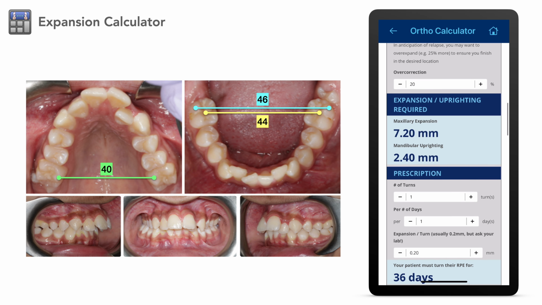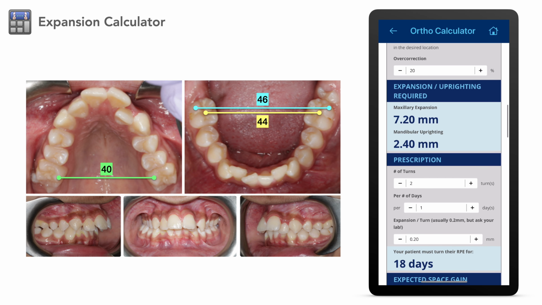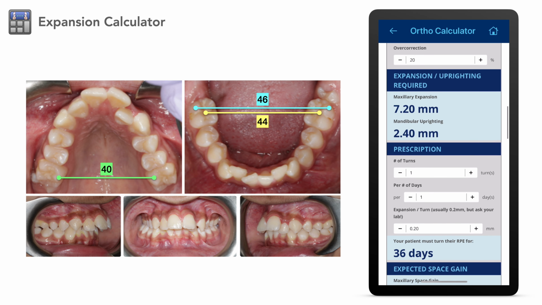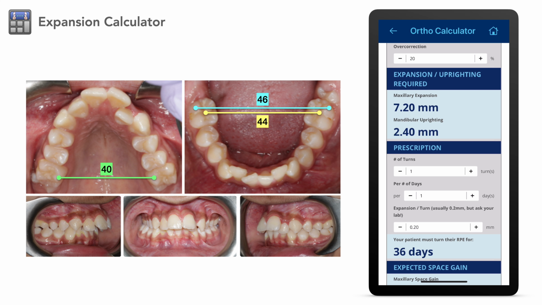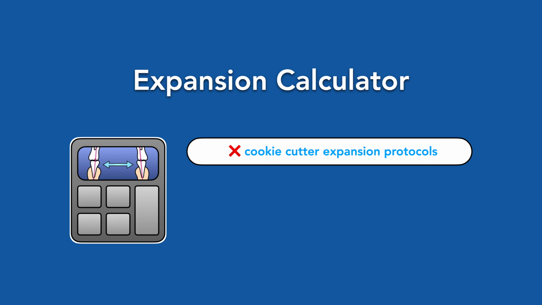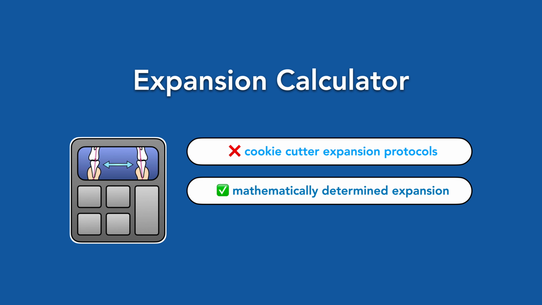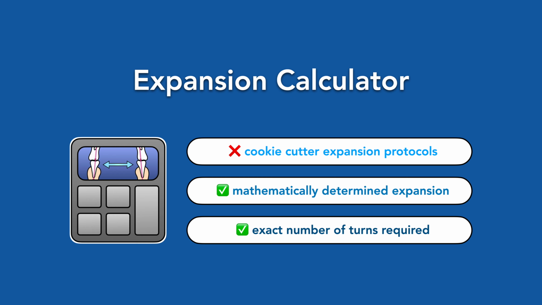Finally, we can enter the preferred number of turns per day. And now we've calculated that it'll take 36 days of turning once per day to coordinate the arches. By using the expansion calculator, you can get away from cookie-cutter expansion protocols and instead mathematically determine the ideal amounts of expansion needed to coordinate the arches and quickly calculate the exact number of turns required to achieve this expansion.